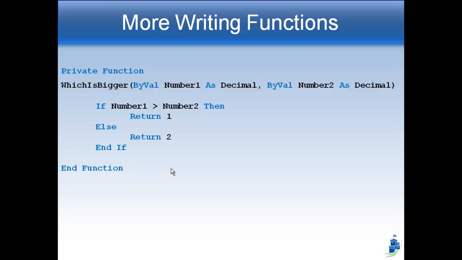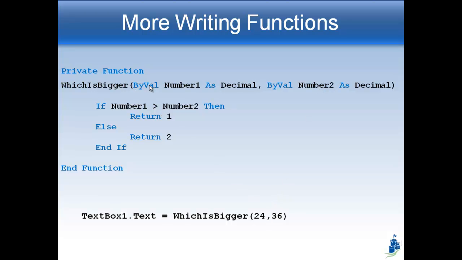Okay, so what would I do if I wanted to call this somewhere else in my code? I could say textbox1.text equals which is bigger, 24, 36. Now which is bigger is the name of my function. Here it is. And inside it takes 2 arguments, number 1 and number 2. So right now 24 is number 1 and 36 is number 2. That's why they're separated with this comma.